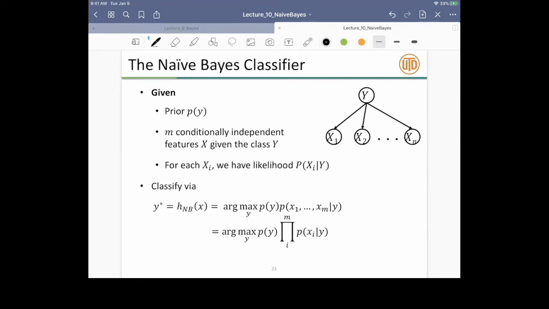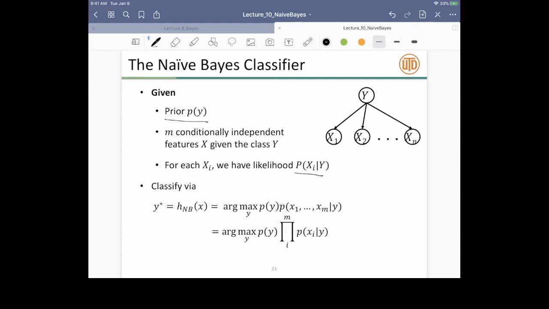Okay, so if things are clear, we'll now look at the likelihood, the learning problem with naive Bayes, and we'll also look at the inference problem. So in the naive Bayes classifier, I have a prior distribution, so I require P of y as my prior distribution, and I require M conditionally independent features x given y. So for each xi, I have P of xi given y.